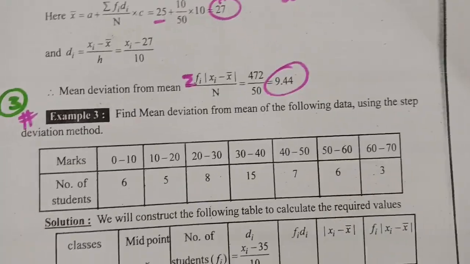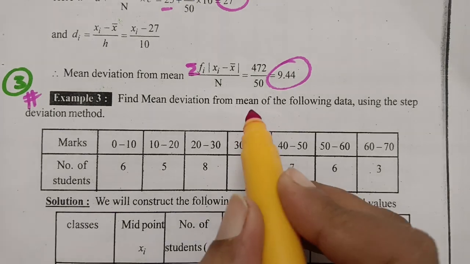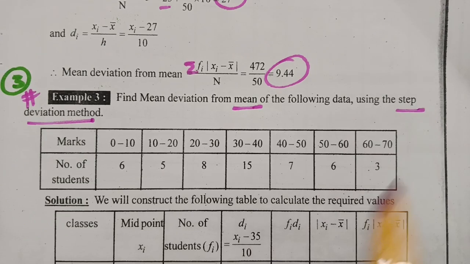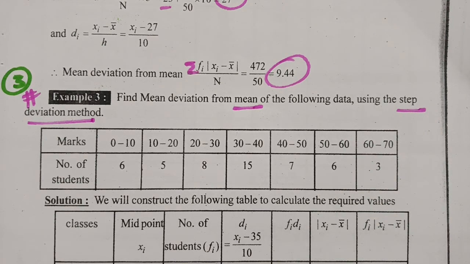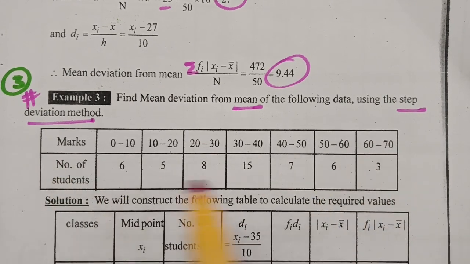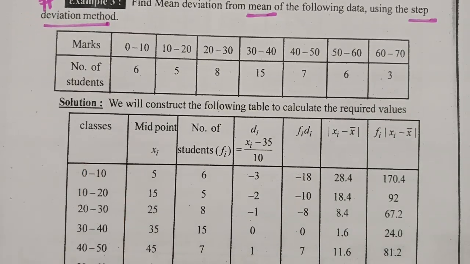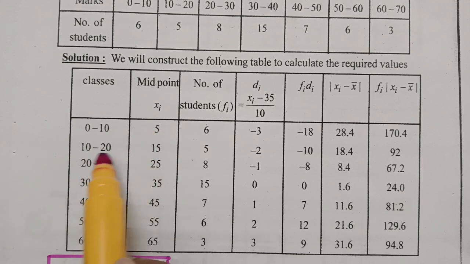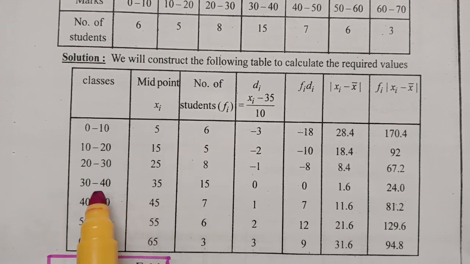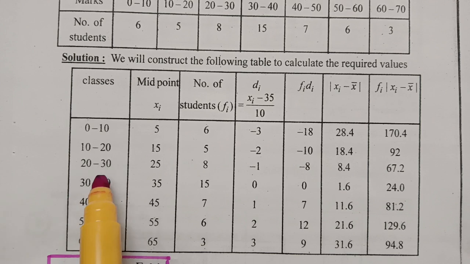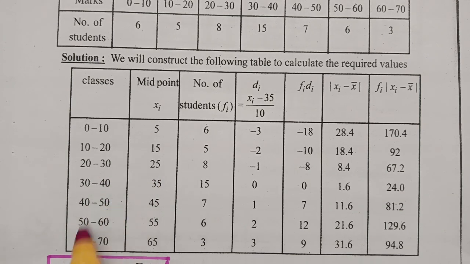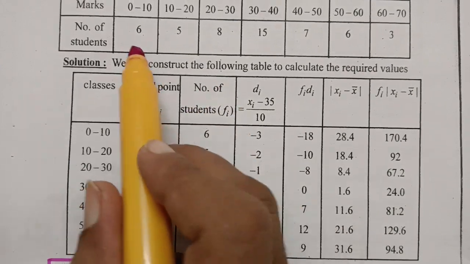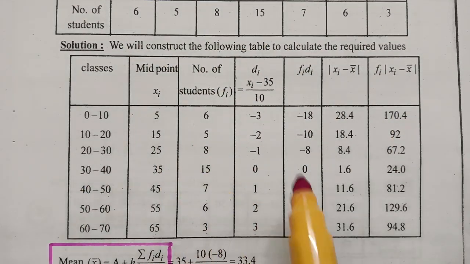And the final question here is, find the mean deviation from the mean of the following data using the step deviation method. So this is so important, the step deviation method. Here the marks are given, and the number of students are also given in the class intervals. In one column, mid values, that is 0 plus 10 by 2 is 5, 10 plus 20 by 2 is 15, 20 plus 30 by 2 is 25, and 30 plus 40 by 2 is 35 in one column. And the number of students, the frequency from the table, we have to write in one column.